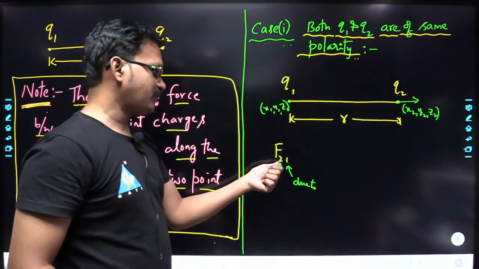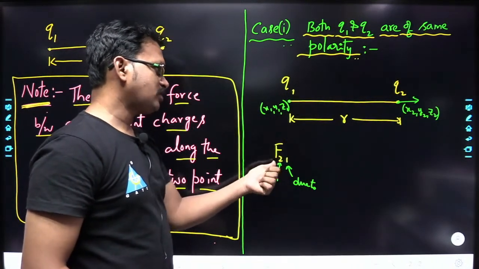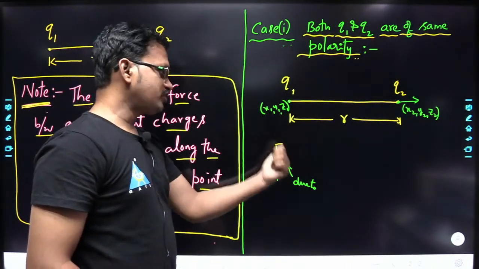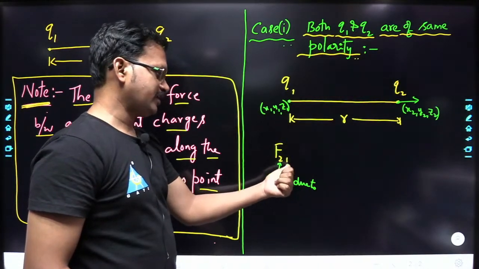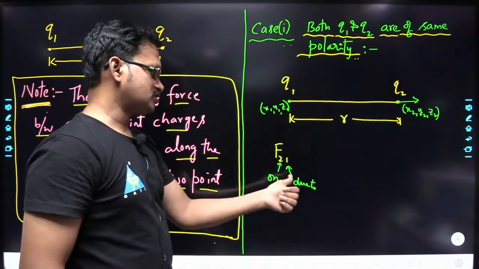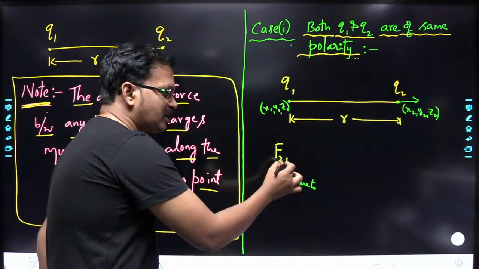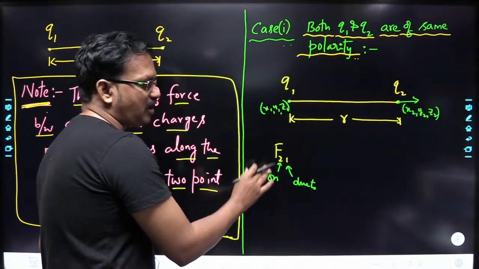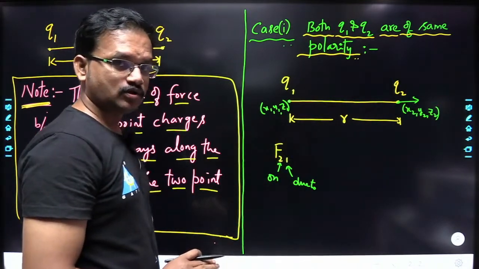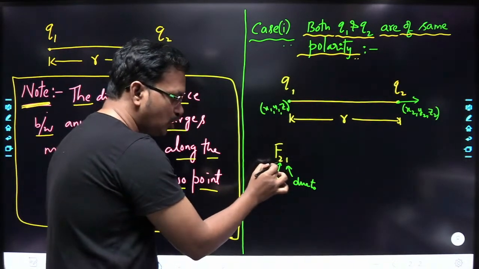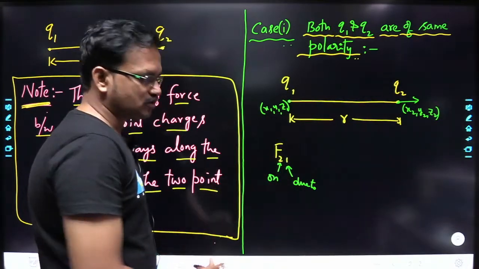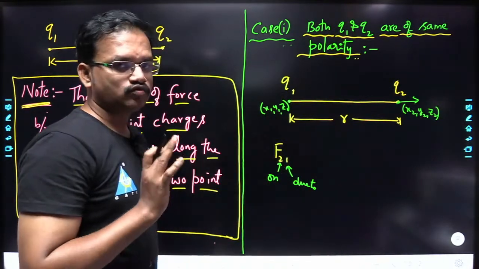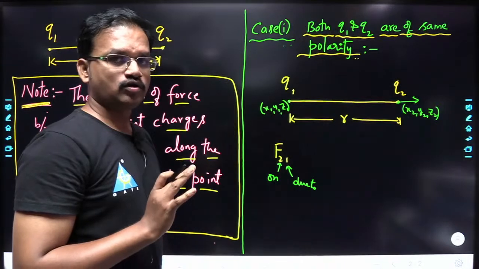So the first subscript will be on which charge you are trying to calculate the force. The second subscript will represent due to which charge you are calculating, that is, due to the first charge. Understood? So the force on 2 due to 1. This is the convention we are going to follow here.